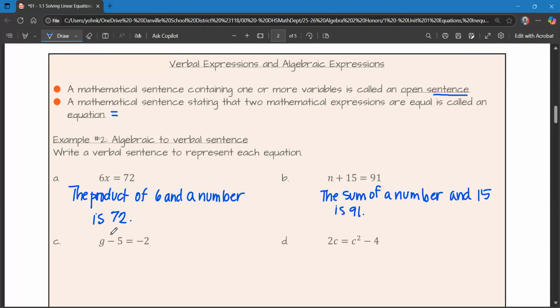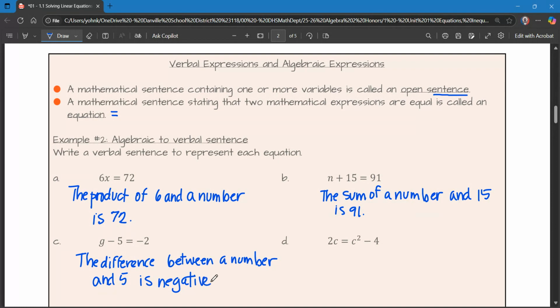So now I have subtraction. Subtraction is the fancy word difference. So I can say the difference between a number and 5 is -2. I could also say is equal to the opposite of 2. There's lots of different ways you could write it.